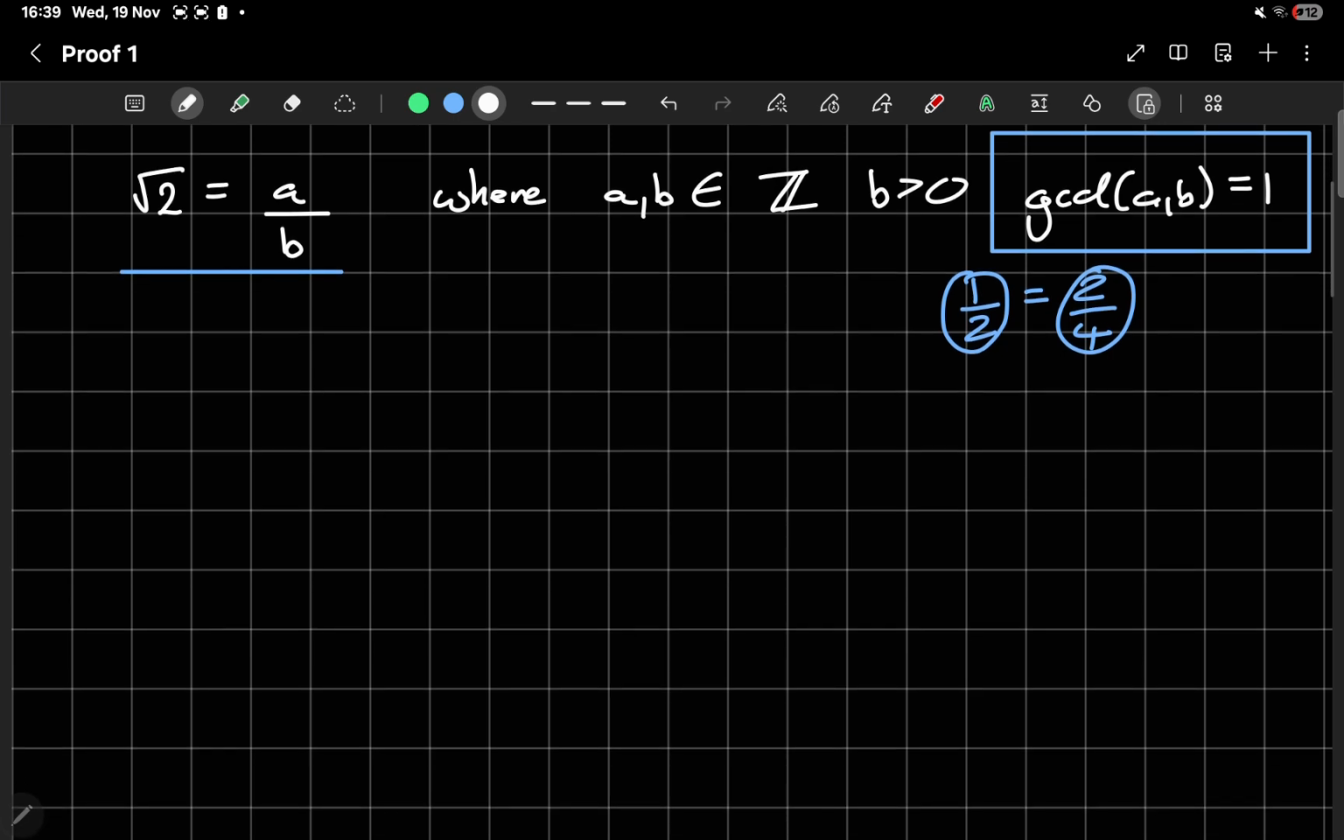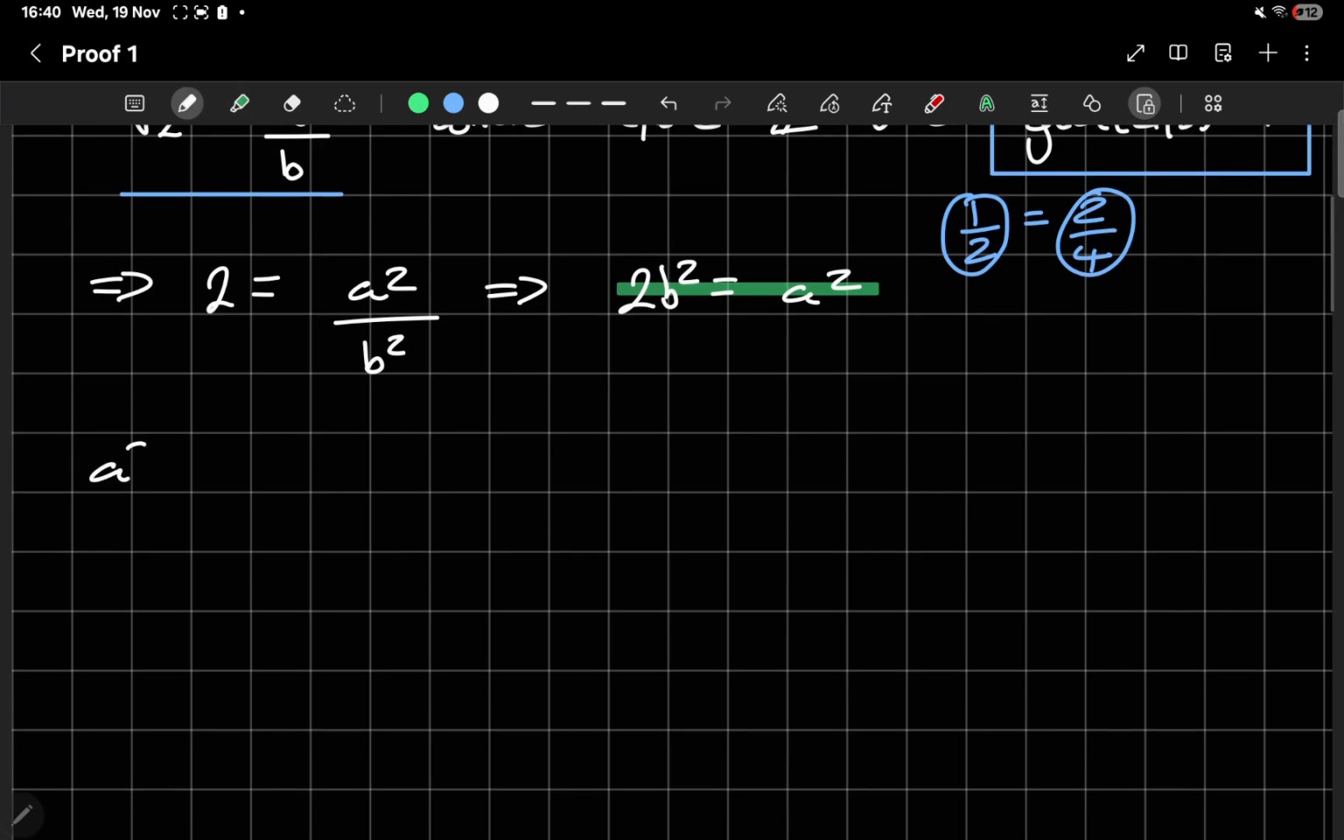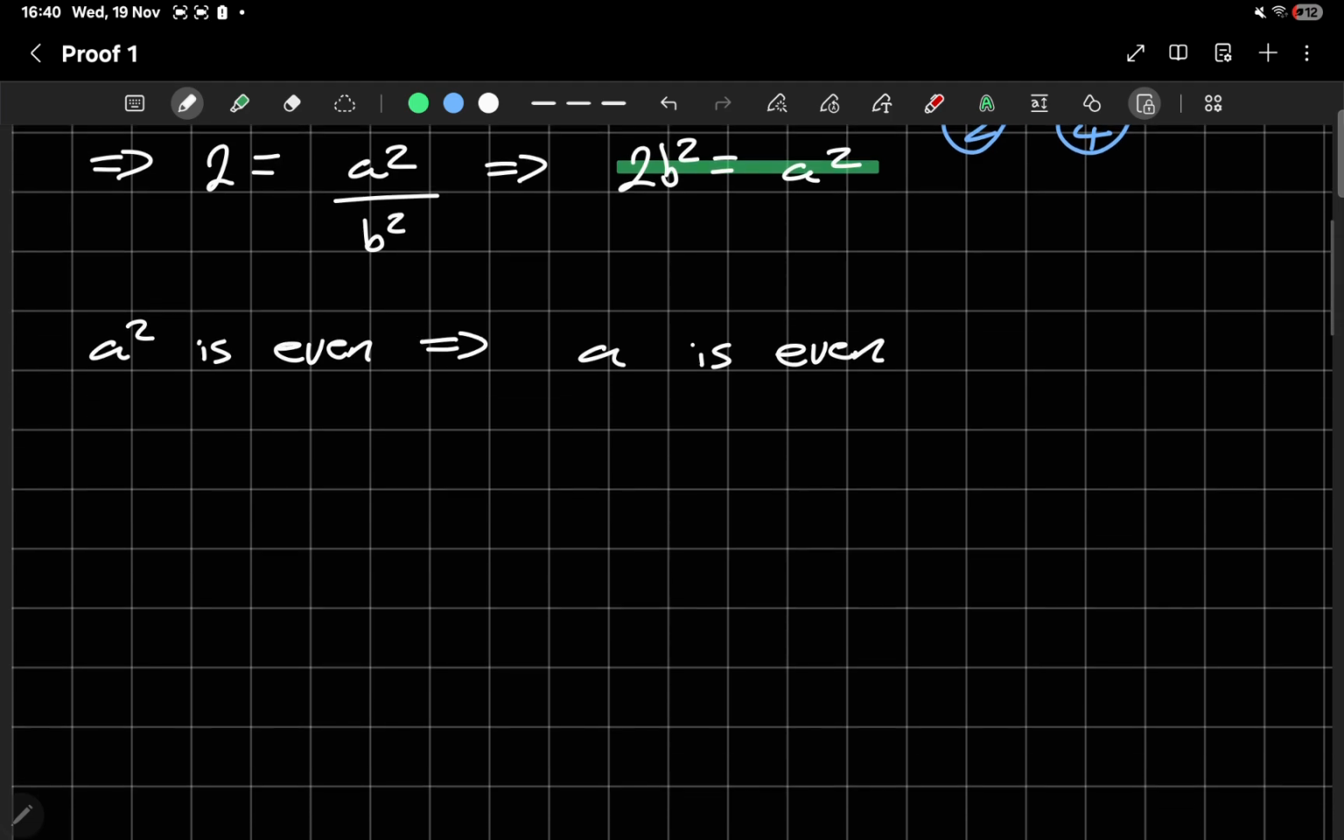So now that we have root 2 equals a over b, we can manipulate this using some algebra. By squaring both sides, we have 2 is equal to a squared over b squared, and that implies that 2b squared is equal to a squared. Now, this is key, because what this is saying is that a squared is even, since it's 2 lots of b squared, which implies that a is even, because the square of any even number is going to be another even number.